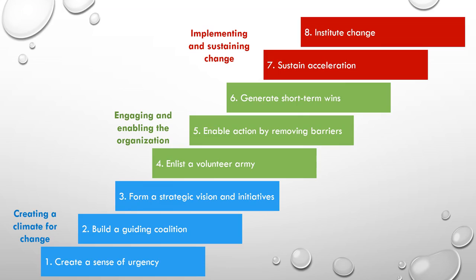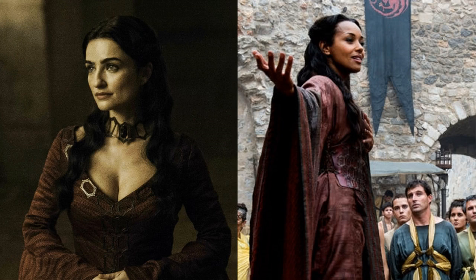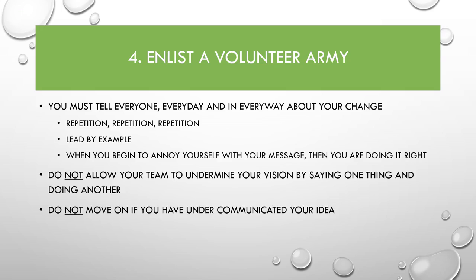All right. So that was the first 3 steps of creating a climate for change. Enabling and engaging the organization. So the first step of that next green bar is to enlist a volunteer army. And Daenerys does this. She recruits the Red Witches, and they go out to all of Slaver's Bay, and they tell her story. They tell her mission, her vision. They tell them that she's going to change everything. She's going to free all the slaves. And they do it over and over and over again. And that's what you have to do.